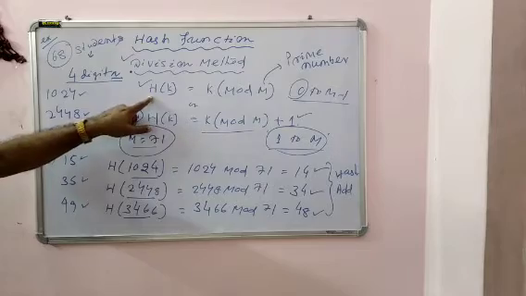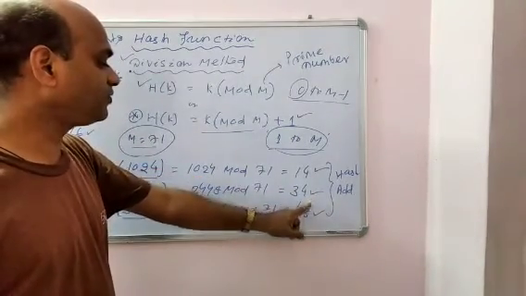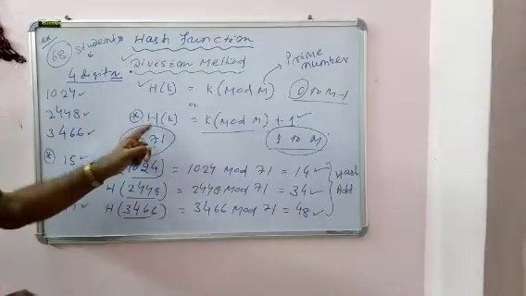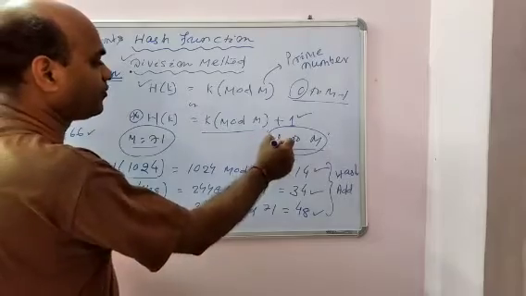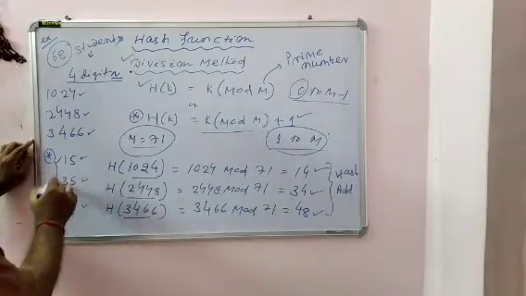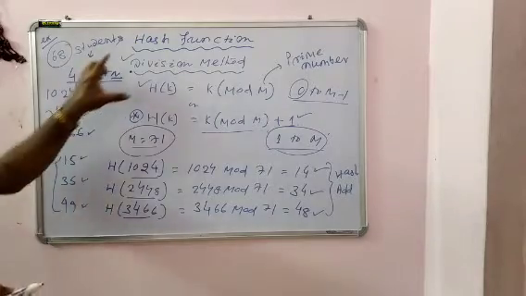If you apply the first formula, then this will be the answer: 40, 34, 48. If you use the second formula, k mod m + 1, it will be calculated from 1 to m. So these will be the hash addresses or memory addresses. Okay, so this is the division method.